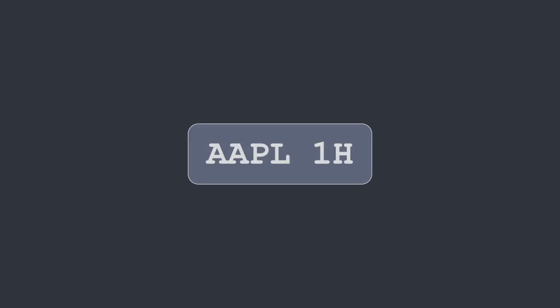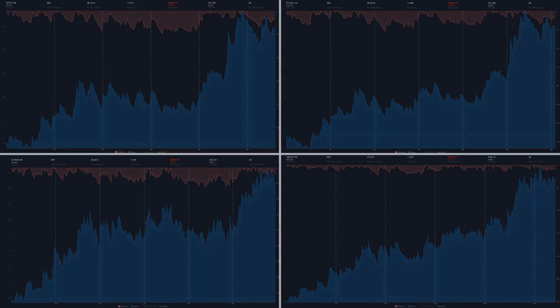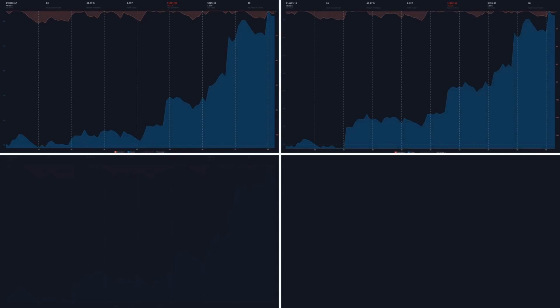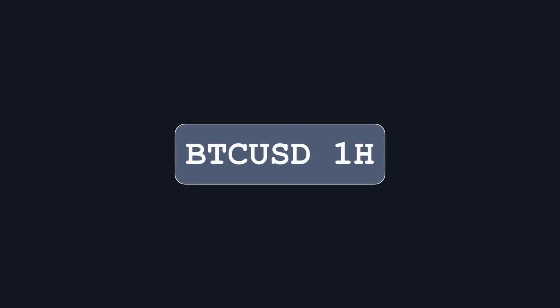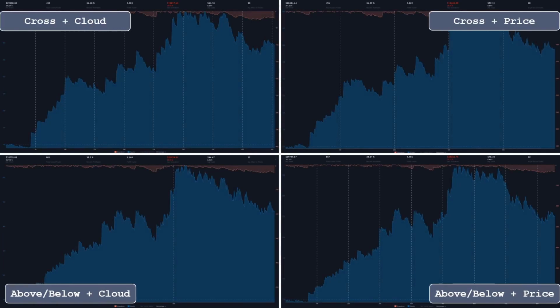At the Apple 1 hour backtest, the profit graph of the above below plus price option looks best with a steadily raising profit. At the 4 hour chart we have much less trades, but the graphs look very similar. At the BTC USD 1 hour backtest there was a nice gain at the first 2/3, but then a big drawdown at the last third.